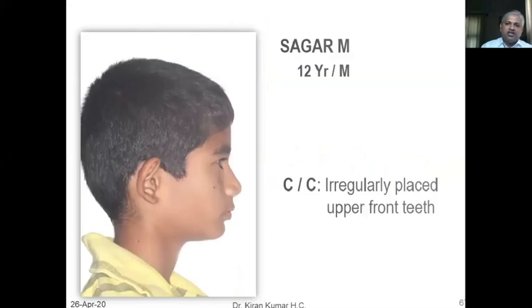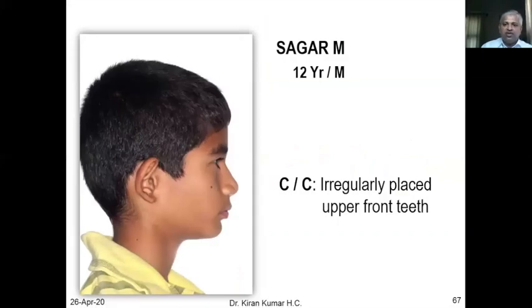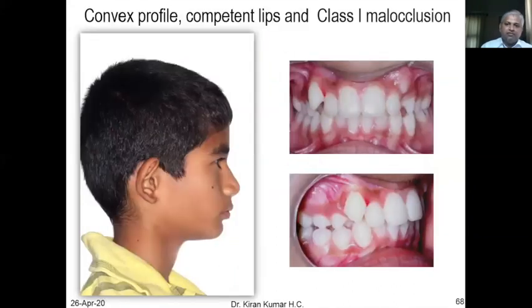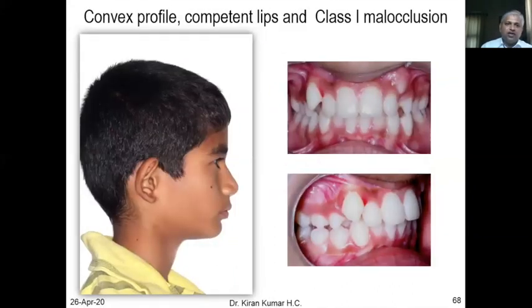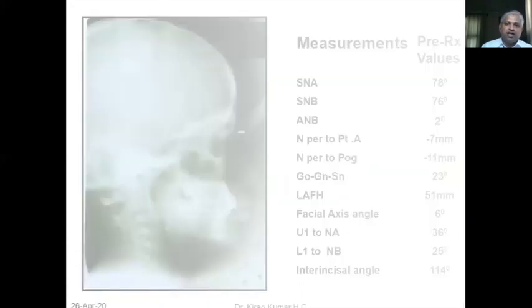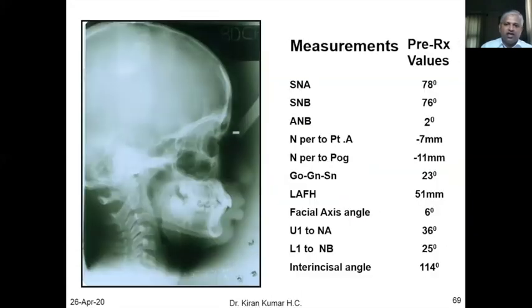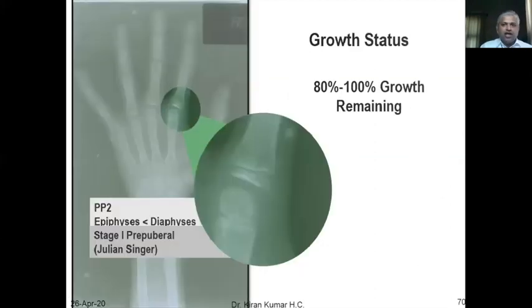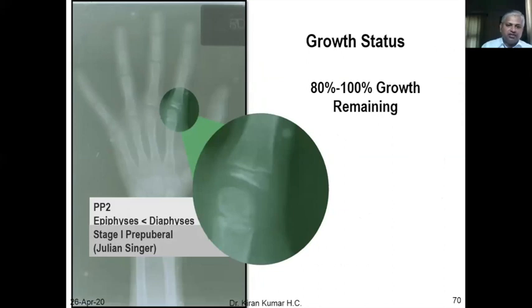Here we have a patient, Sagar, a 12-year-old male patient with the chief complaint of irregular upper front teeth. It's a class 1 malocclusion with a significant amount of crowding. These are our pre-treatment measurements, which clearly indicate it's a typical class 1 skeletal pattern with a horizontal growth pattern, where your palatal plane and mandibular plane are more or less parallel to each other. 80 to 100% of growth is remaining.